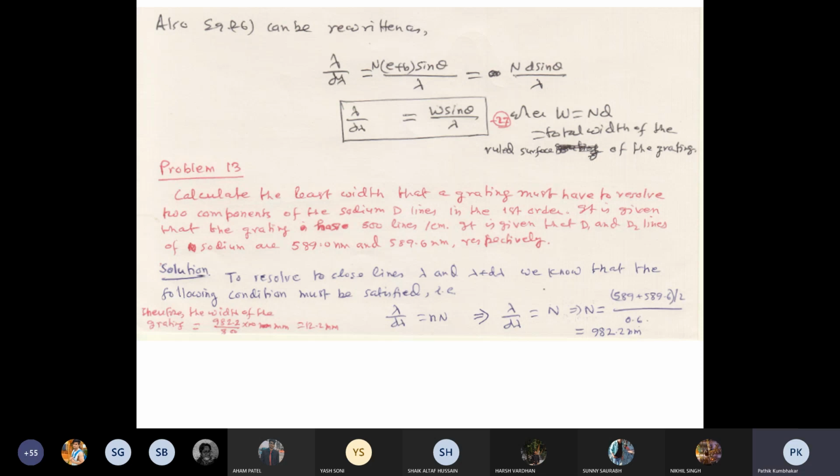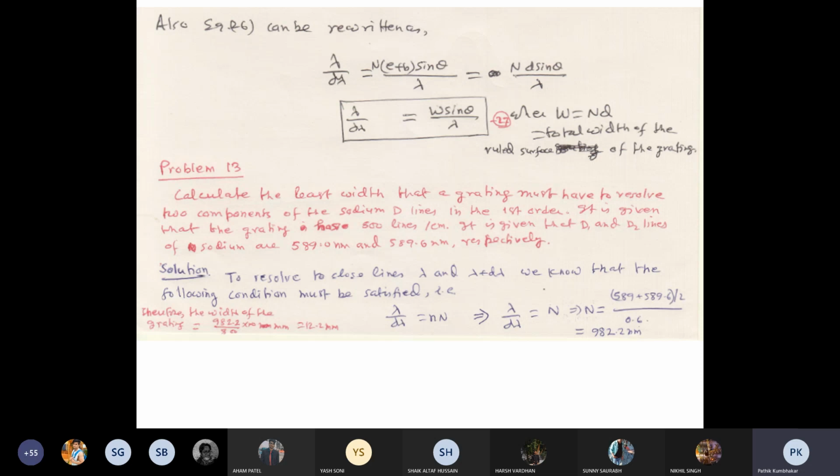Calculate the least width that a grating must have to resolve the two components of the sodium D lines in the first order. I was telling you the sodium D lines have two wavelengths, called D1 and D2, which are 589.0 nanometer and 589.6 nanometer. So you have to resolve these two wavelengths. That means delta lambda has to be at least 0.6 nanometer.